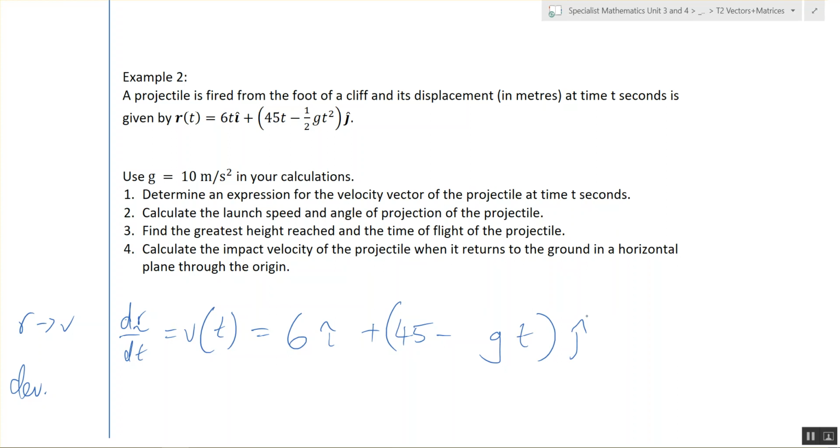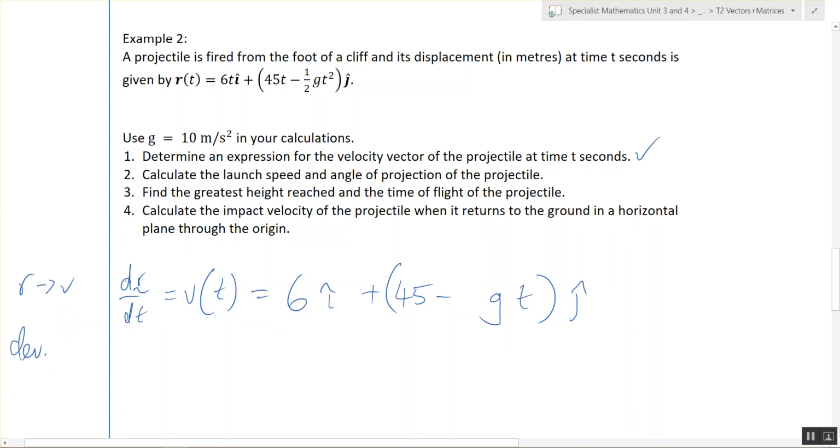Okay, so that's number one done. Pretty simple. Number two, calculate the launch speed. Oh, interesting. When t equals 0, so we sub that in, 6i plus, what does that become? 45 takes 0, it becomes 45j. So we've got it in i and j.